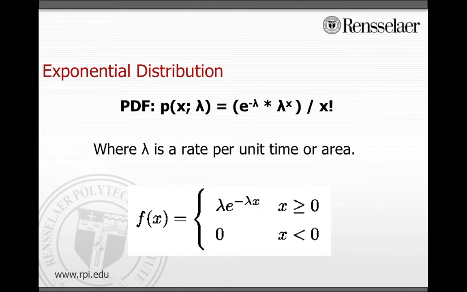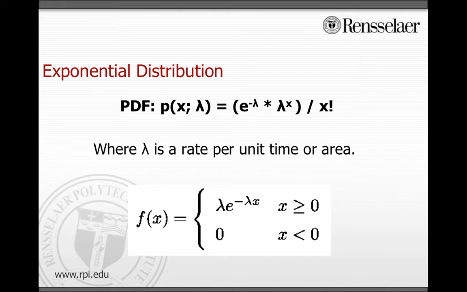The next distribution we'll cover is the exponential distribution. A random variable that follows an exponential distribution is described by a parameter lambda, where the PDF is shown here, where the random variable x has a parameter lambda. The PDF is equal to the exponential variable raised to the negative lambda power multiplied by lambda to the x power, all over x factorial. And lambda is often a rate per unit time or area. You'll remember that from the Poisson distribution for discrete random variables.